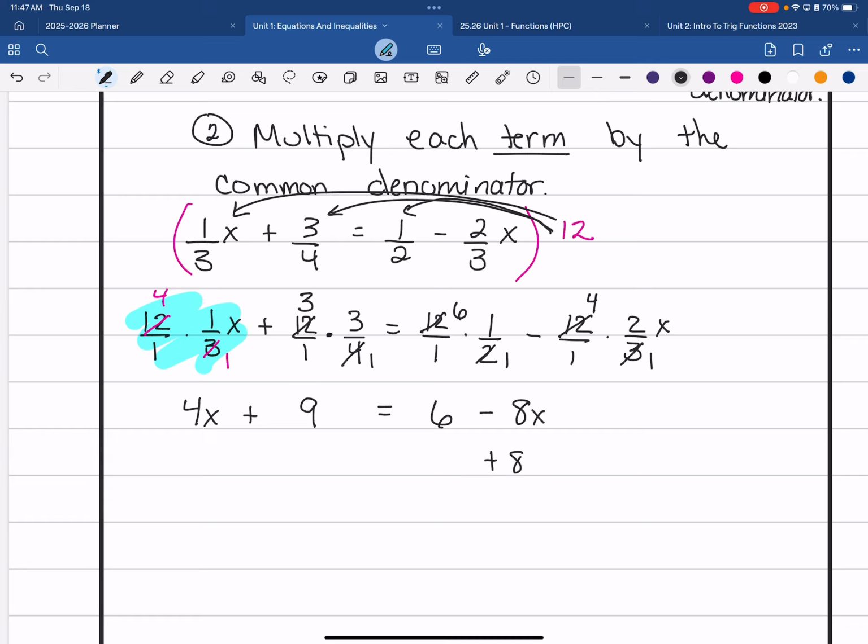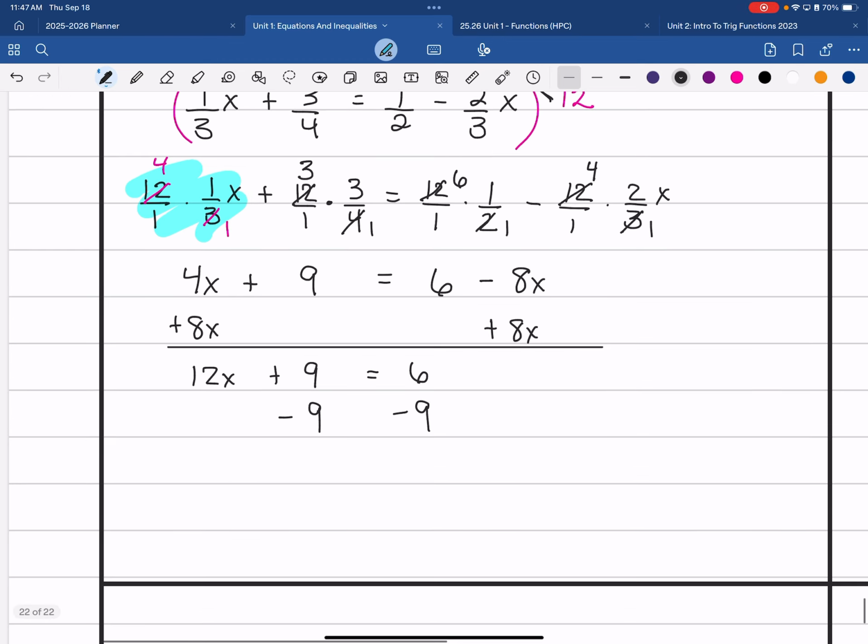I'm going to go ahead and add 8x to both sides. I get 12x plus 9 equals 6. I'm going to subtract 9 from each side. I have 12x equals negative 3, and I divide by 12. It makes sense that I could potentially be getting fractional answers because I started with such a heavy fraction-loaded equation at the beginning. So if you're getting a fractional answer, don't think that you did something wrong. I'm going to go ahead and simplify this.